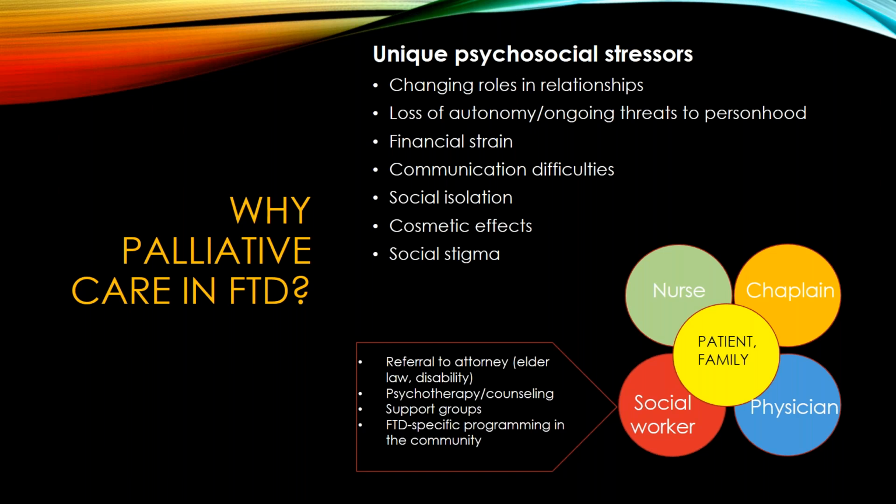And so how can we help? Well, in this case, a social worker, who I said earlier has many hats that they wear and many things they're able to do, could make a referral or connect a patient and family to an attorney if they want to talk about disability or will planning and that sort of thing. So, a social worker could provide or connect a family to counseling services to try and really dig into coping through this. A social worker could connect a family to support groups, both locally, regionally, or nationally, and find FTD-specific programming in the community.